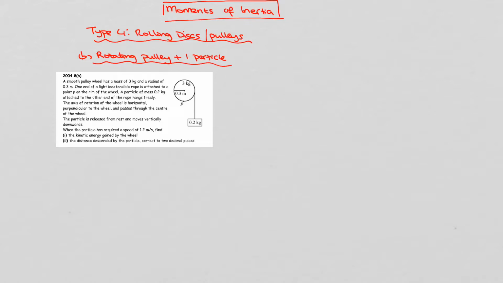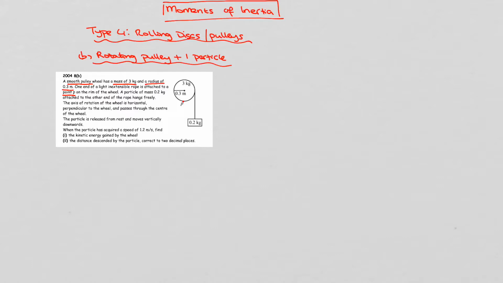So in 2004 we were given a smooth pulley, meaning no friction, and it has a mass of 3 kilograms and a radius of 0.3 m. So a lot of times our radius is given to us in terms of r. So here in this question we were actually told the radius is 0.3 m. We have one end of a light inextensible rope attached to a point P on the rim of the wheel. So we can see P here if I just highlight it.